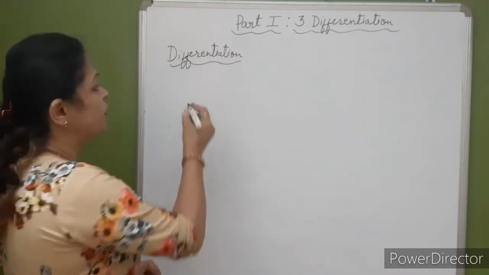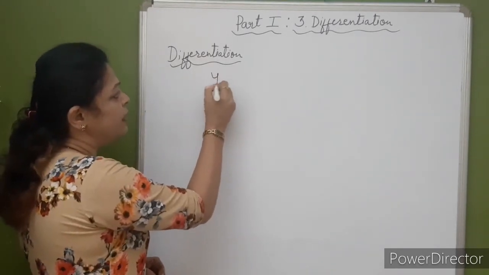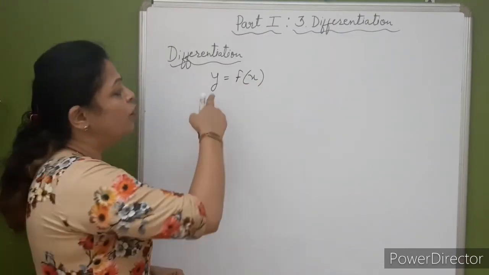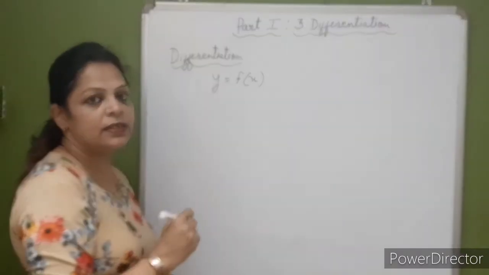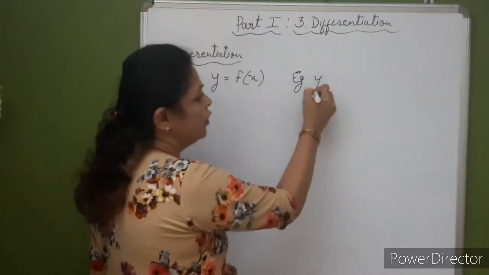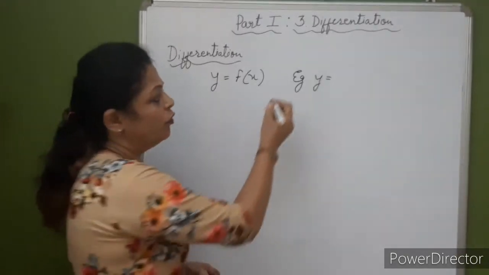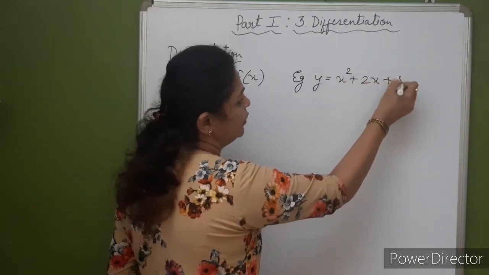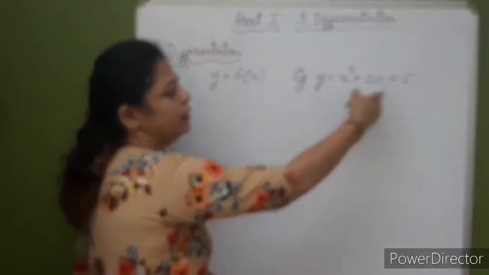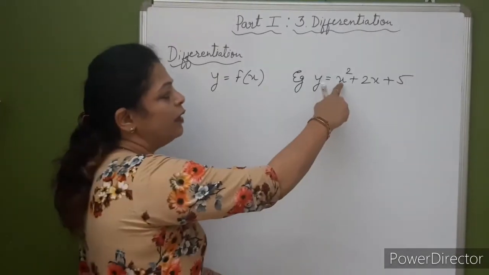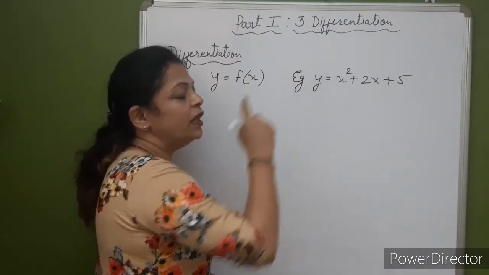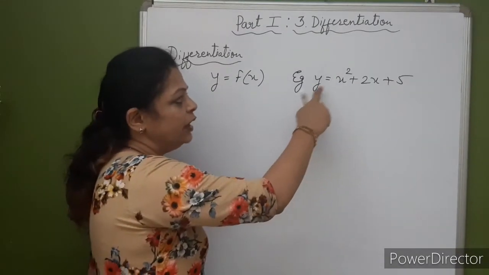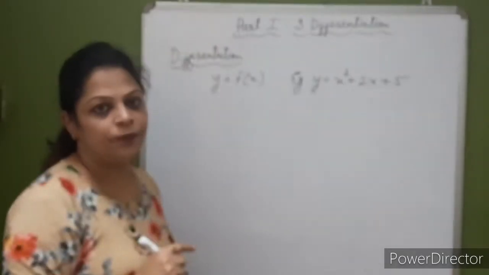Now see students, suppose you have a variable say y which is a function of say x. That means y is expressed in terms of x. Like suppose y is equal to x square plus 2x plus 5. Now here y is expressed in terms of x. So if the value of x changes, the value of y also will change. Correct? That means y is changing with respect to x.